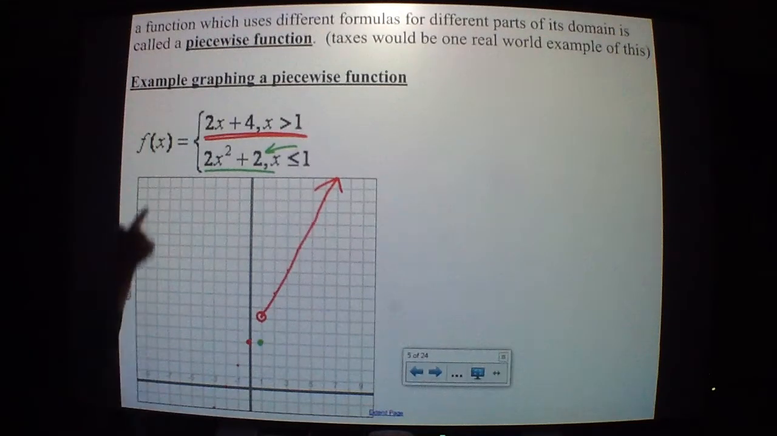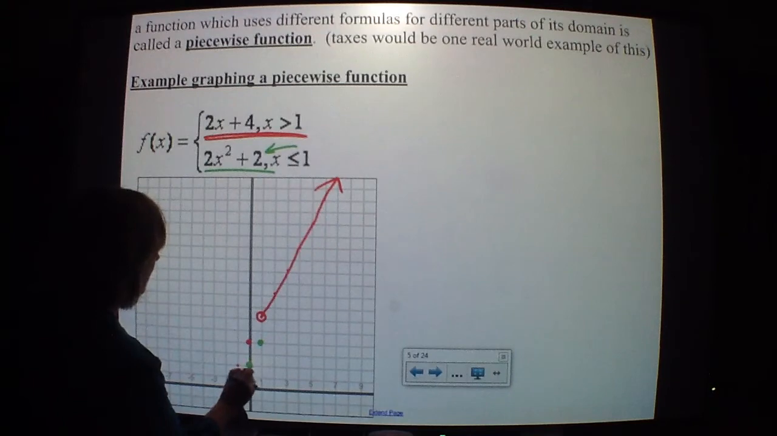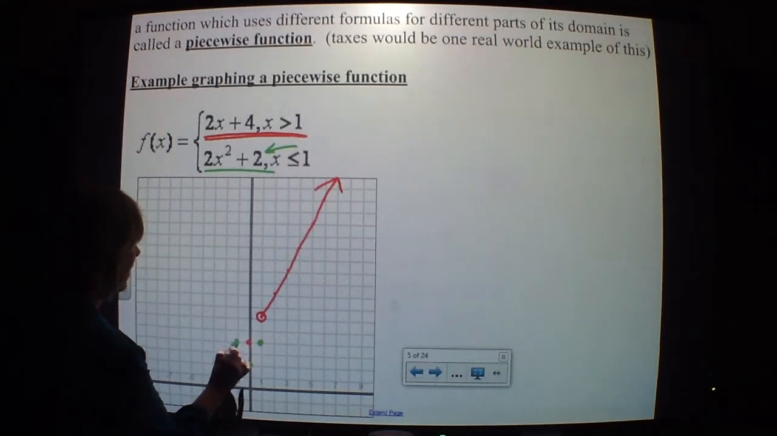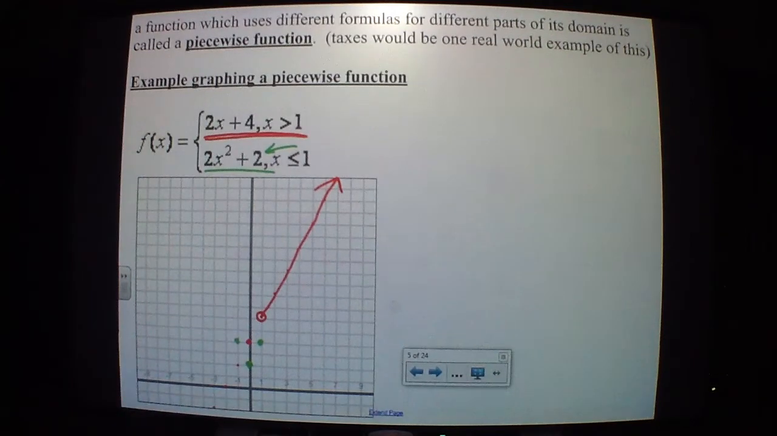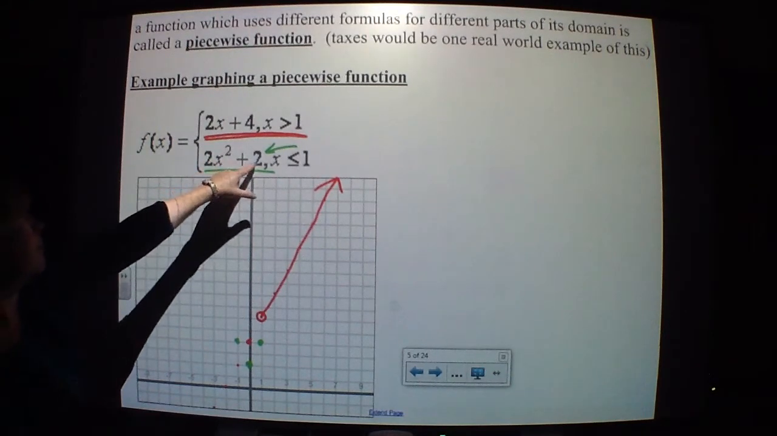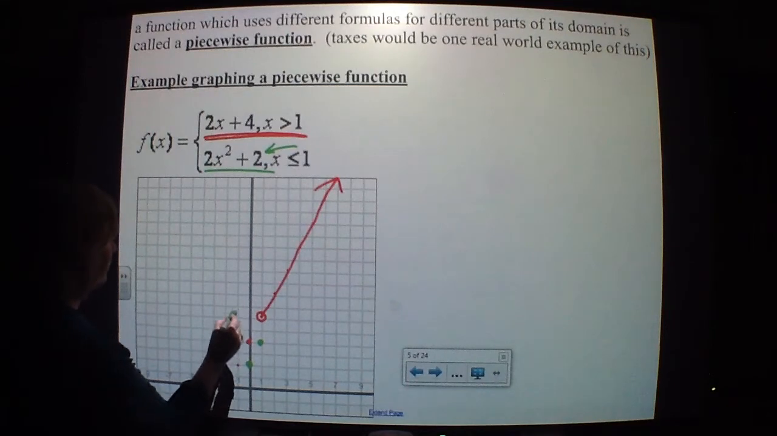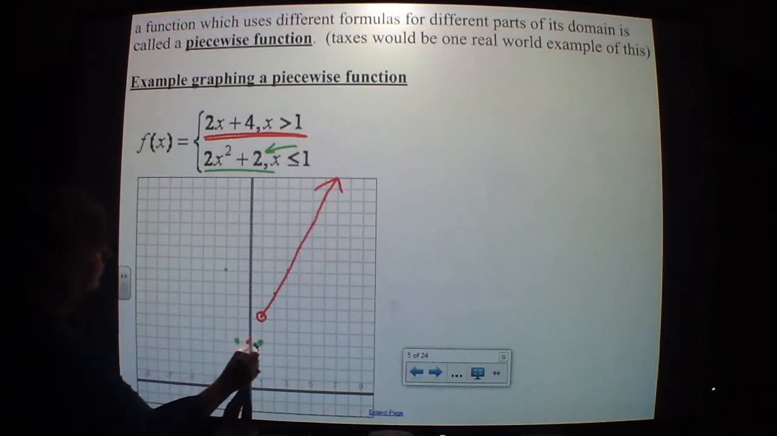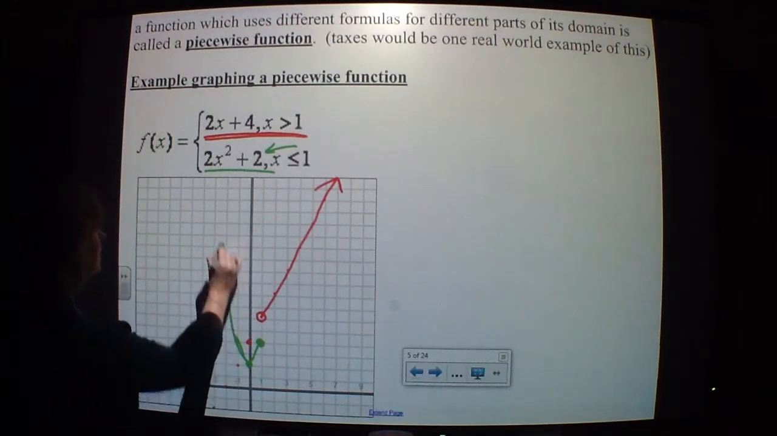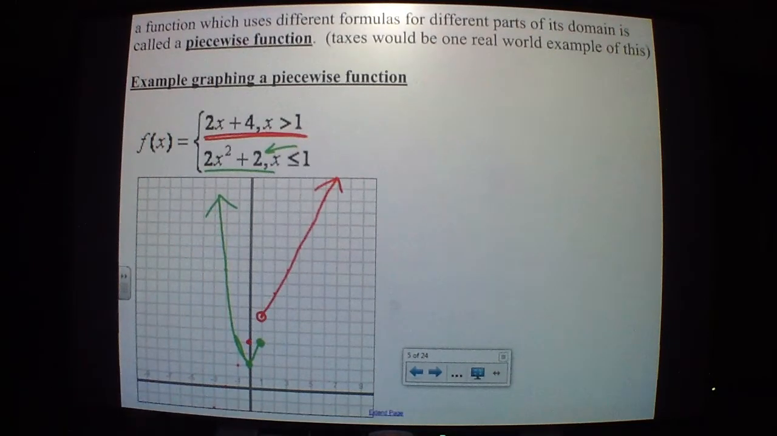When x is equal to 0, it's 2. When x is negative 1, I'm at 4 again. When x is negative 2, you have negative 2 squared is 4, times 2 is 8, plus 2 is 10. 5, 6, 7, 8, 9, 10. So I'm right there. So this looks like a parabola. And like I said, that's a closed circle, something like this. Okay? So that is the piecewise function.